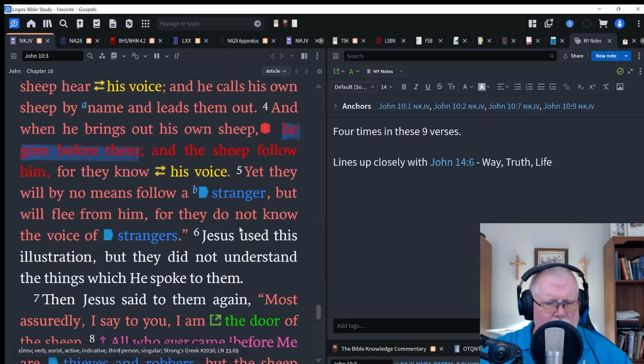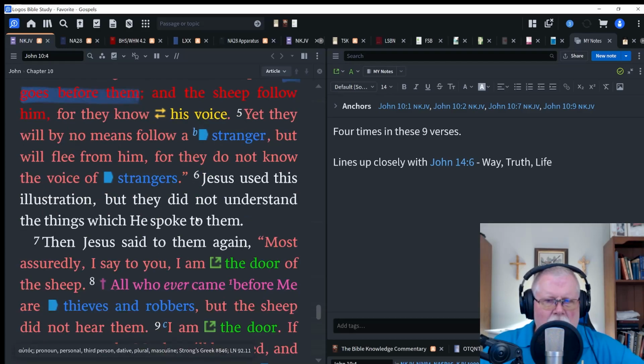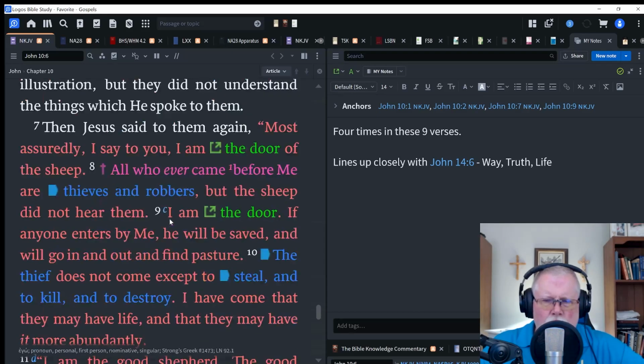Jesus used this illustration, but they, the Jews, did not understand the things which he spoke to them. They didn't get it. It didn't get through to them. And there were believers there too, listening, and we'll see that as we progress farther down toward the end of this section in the next week's lesson.